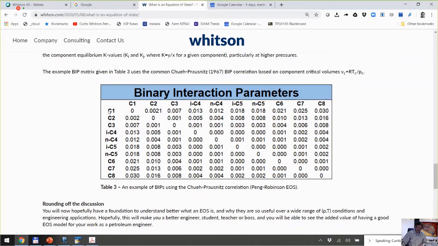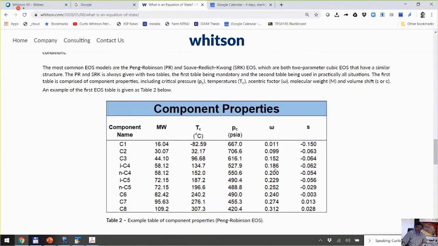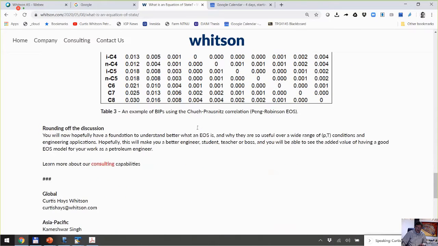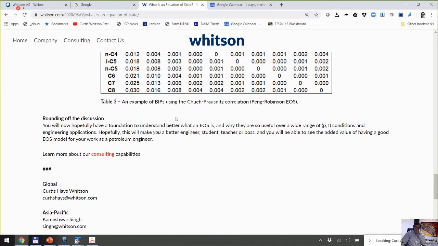It also defines the components in the mixture, so the list of component names, together with the properties of each component and the so-called binary interaction parameters. So this is a very nice short summary of the equation of state.